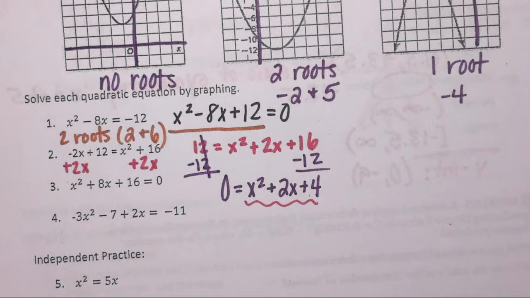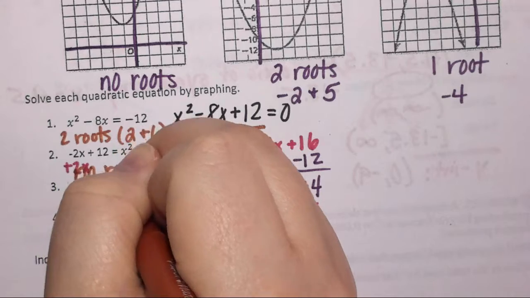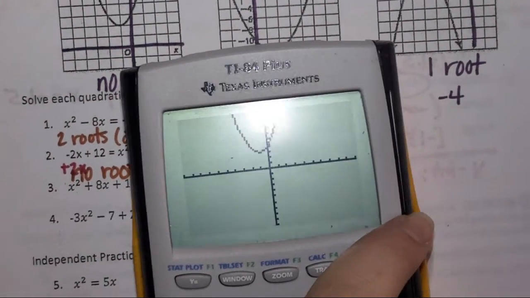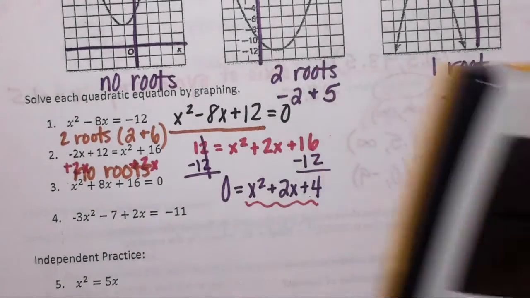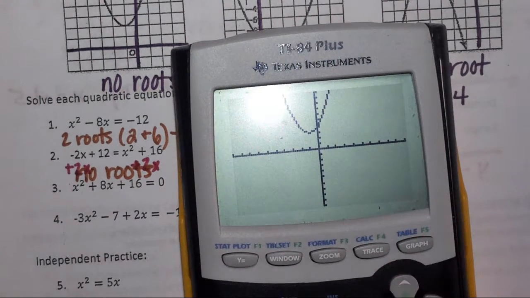Okay, so we got to graph this. X squared plus 2x plus 4. We press graph. Table 1 gets the point. When we graph number 2, it never actually crosses the x-axis, so there are no roots. Didn't cross. Are there any questions about number 1 or number 2?